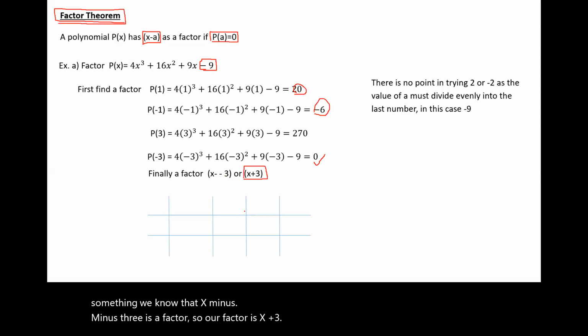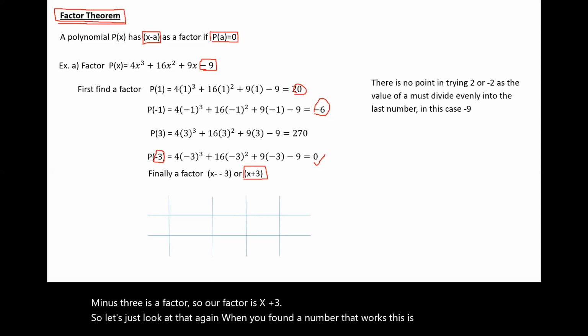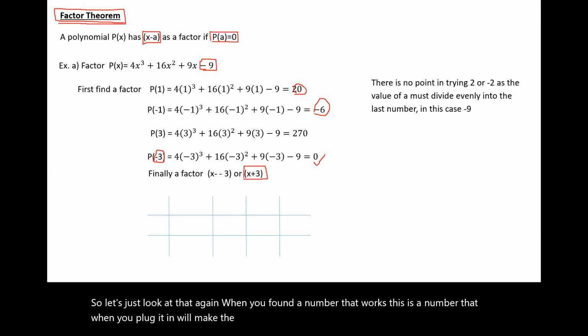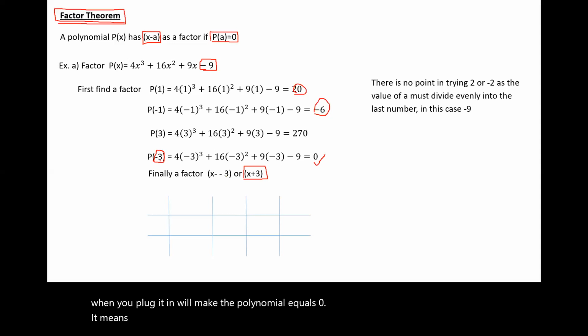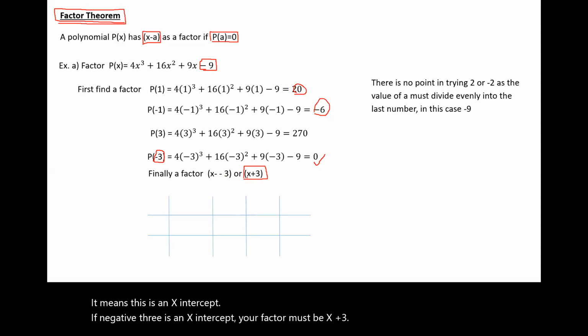So let's just look at that again. When you've found a number that works, this is a number that when you plug it in will make the polynomial equal 0. It means this is an x-intercept. If negative 3 is an x-intercept, your factor must be x plus 3. Now we're going to find out what happens when we divide this polynomial by x plus 3.